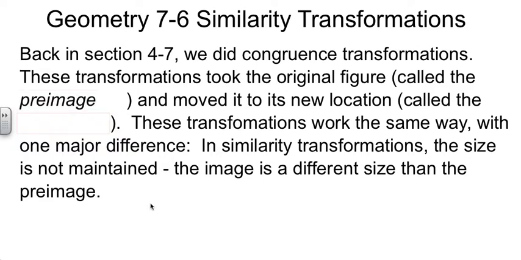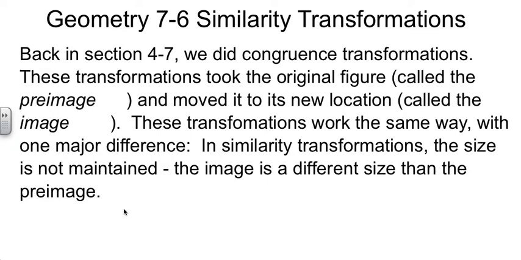We started with a pre-image. That's what we called the original shape that we had. And we moved it to a new location, which we called the image. Now, back when we did this before, things were congruent. We didn't change size. We just moved it.